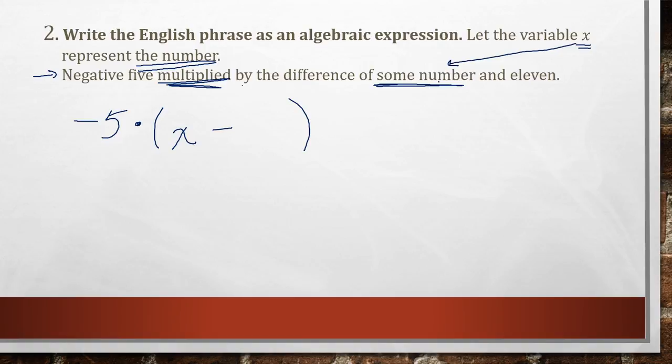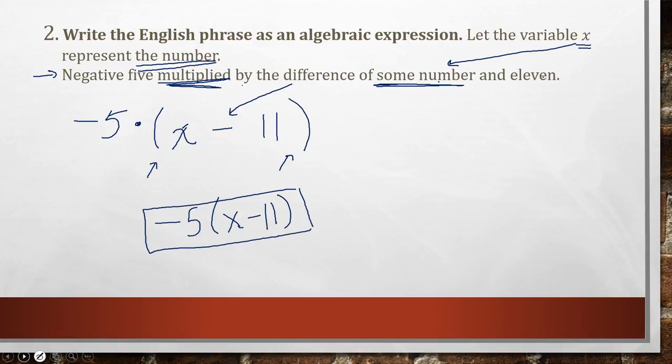That goes first, and then 11 goes next. So this minus, that comes from our difference. Because remember, difference represents subtraction. And since we're doing negative 5 multiplied by the entire difference, we put that difference in parentheses. So the way that we would write this without that little multiplication symbol would be negative 5 times x minus 11. And that's the same as negative 5 multiplied by the difference of some number and 11. And since it didn't ask us to simplify, we would just leave it in this form. All right, let's move on to the next question.